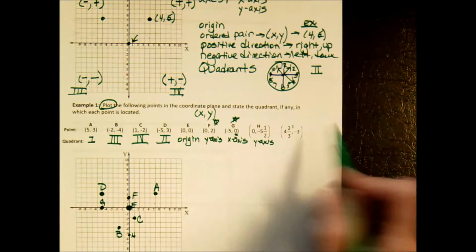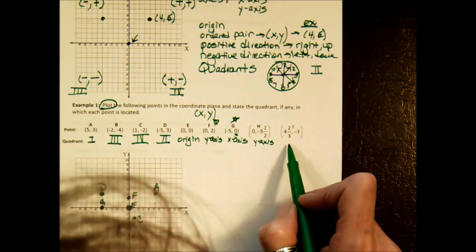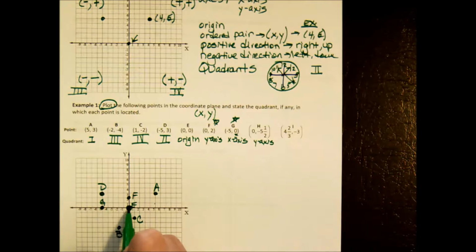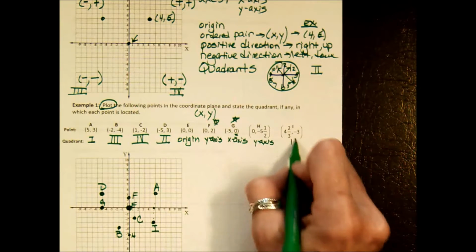And finally, the point (4 2/3, -3) is telling us to go right 4 and almost to 5. That's 2/3, and then down 1, 2, 3. So here is my point I, and that is in quadrant 4.